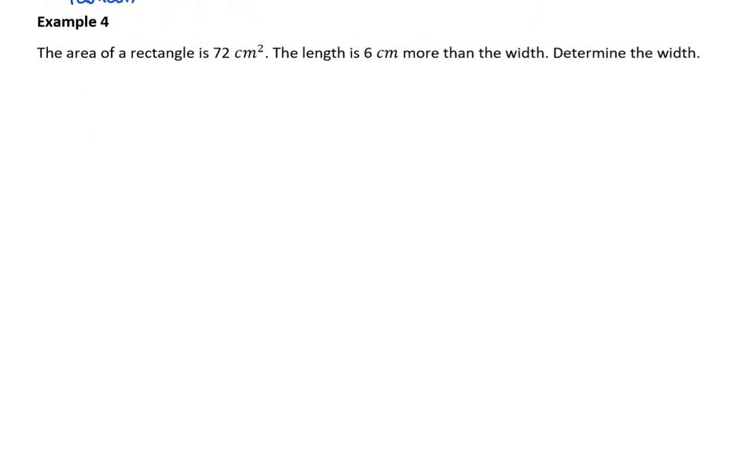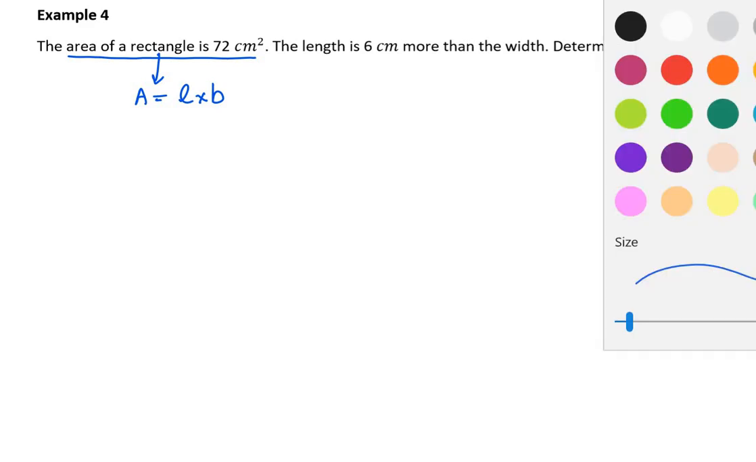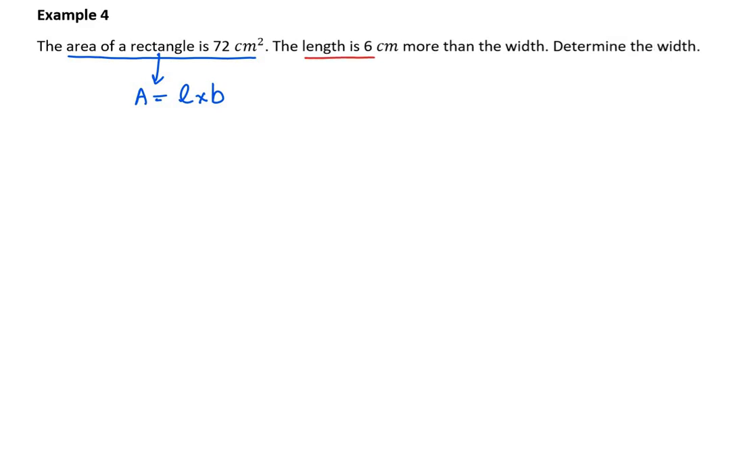Okay, let's move on. Example number 4. The area of a rectangle is 72. Now let's just remember, what is area? Area of a rectangle is length times breadth. So the length times the breadth of a rectangle is 72 centimeters squared. If the length is 6 centimeters more than the width, determine the width. So basically the width is the thing that everything depends on. So we're going to make the width equal to x, because then our length is 6 centimeters more. Now again, I'm going to write x plus 6.